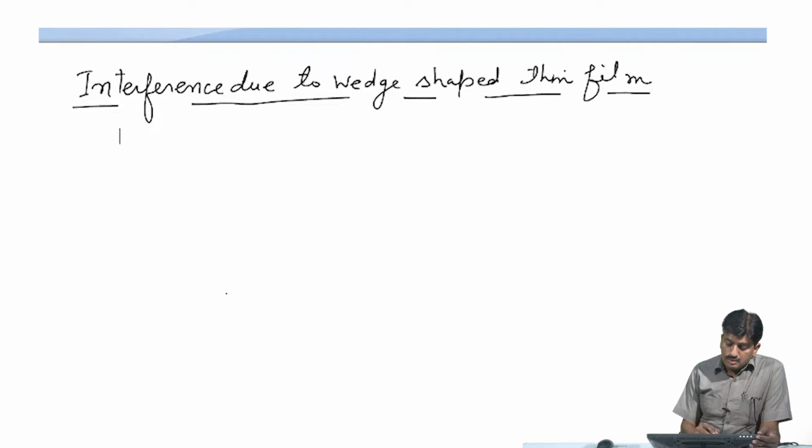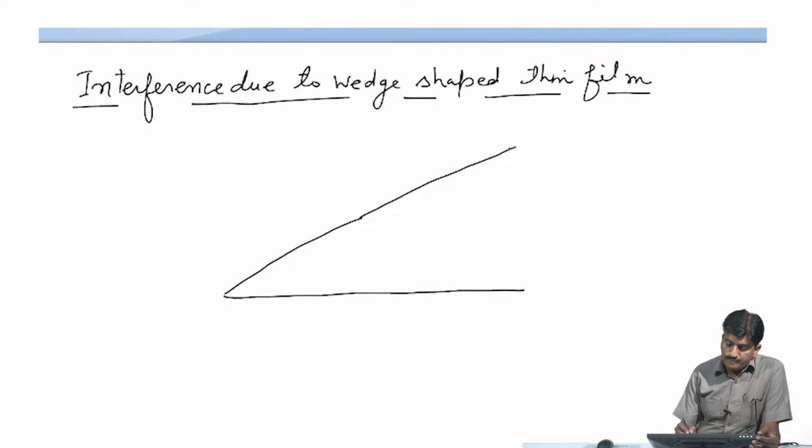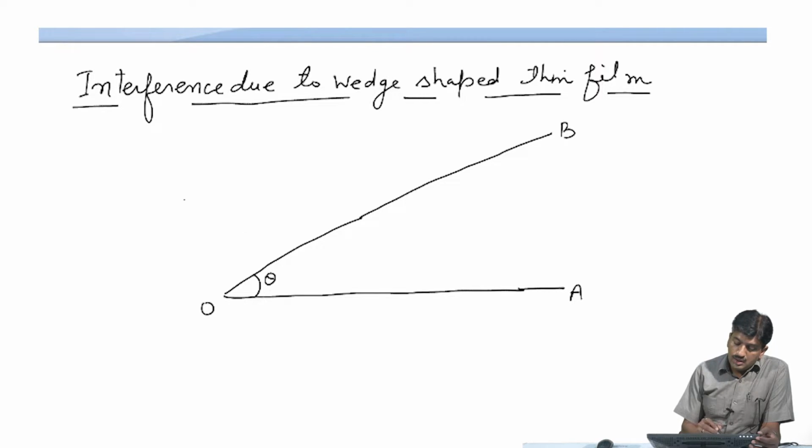Please focus on the ray diagram in this article. This is wedge shaped. Suppose point A, point B, point O, angle theta, and this is an incident ray, incident ray SP. This is a normal.